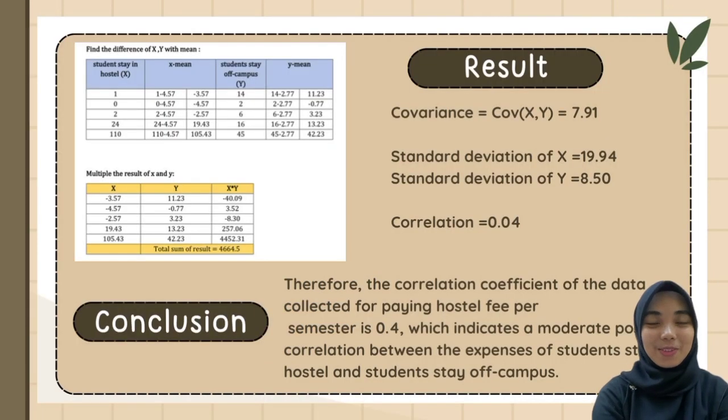The covariance of X and Y is 7.91, the standard deviation of X is 90.94, the standard deviation of Y is 8.50, and the correlation is 0.04. Therefore, the correlation coefficient of the data collected for paying hostel fee per semester is 0.04, which indicates a moderate correlation between the expenses of students who stay in hostel and students who stay off campus.